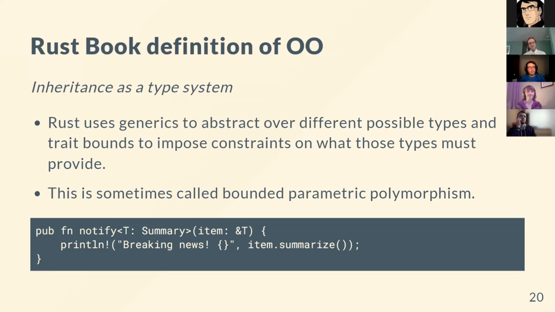Yeah, so Rust uses generics to abstract over different possible types, and it uses trait bounds to impose constraints on those types. This is sometimes called bounded parametric polymorphism. And again, we saw this in chapter 10.